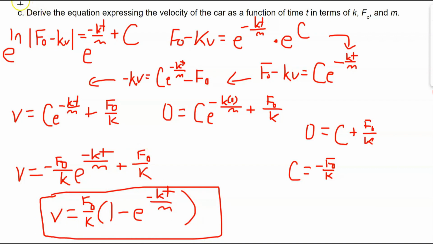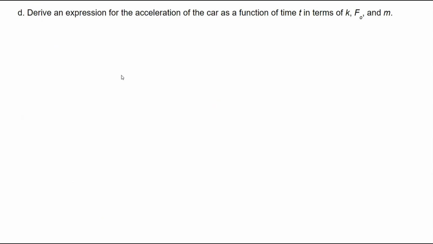Man, that was a lot of work. But that was only part C. Still have 3 more parts to go, but thankfully the worst part of the question is over. So now we got to derive an expression for the acceleration of the car as a function of time in terms of the same variables as before. Now, we just found the velocity function of time. So thankfully all we have to do is just find its derivative. So I'm going to rewrite the v expression how it was before I factored it, because it will be easier to find a derivative from that step than it is when it's factored.